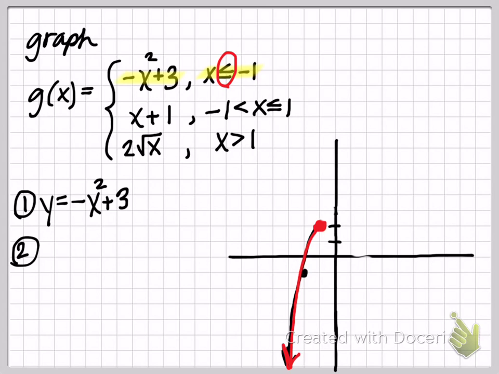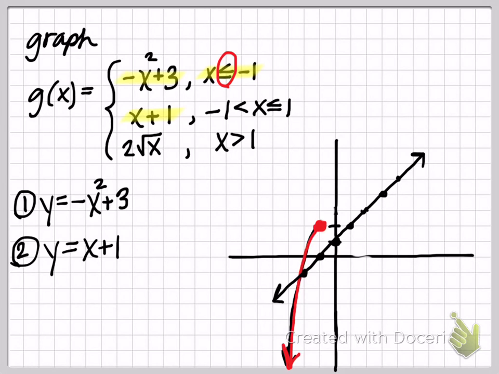My second piece is y equals x plus 1. So y equals x plus 1 is a line. It has a y-intercept of +1 and a slope of +1. So from my y-intercept, I'll go ahead and travel up 1 and right 1 a few times, as well as down 1 and left 1 a few times. So this would be my entire line, the line y equals x plus 1.